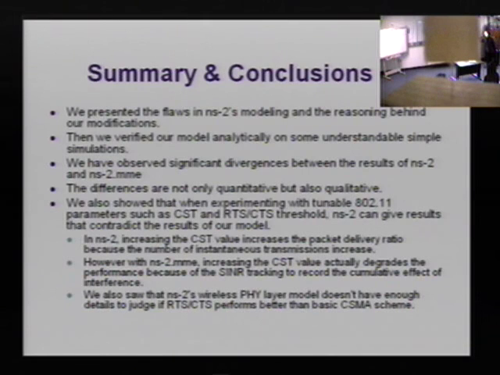I also showed that RTS-CTS threshold, for example, are tunable parameters. If you are going to experiment with these, if you use NS2, it doesn't make any sense. For example, we saw that increasing the carrier sensing threshold increases packet delivery ratio in NS2, but decreases it in NS2 enemy. And for RTS CTS, we saw that in some cases they agree, in some cases they don't agree. So NS2's model is not good enough to draw a conclusion.